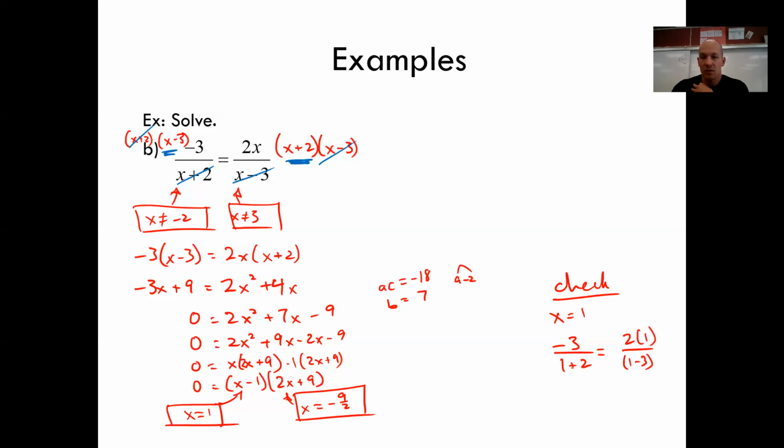So are these the same? This is this side's -1, and this is 2 over -2, which is -1, and everything's good. And you could do it with -9/2 as well, but that's a little bit more work, so I'm just going to go ahead and skip it.